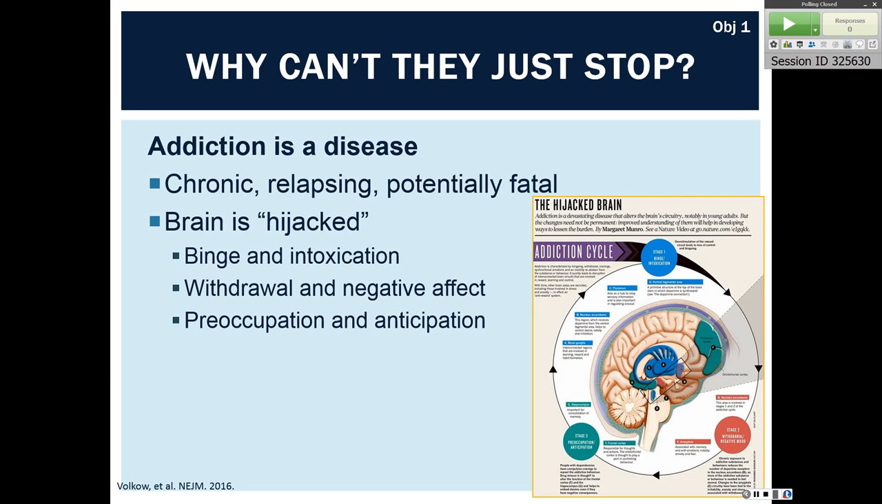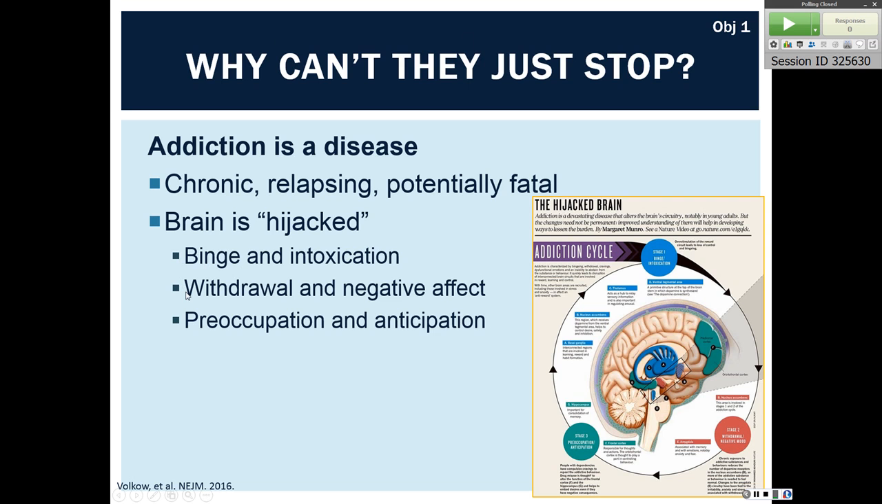There is certainly an element of choice that's involved in the decision to pick up again, like there was the very first time they picked up. But it's certainly a different pathway that gets highlighted in the brain than the way that people without addictions make choices. So that's how the binge and intoxication kind of sets off the whole cascade.